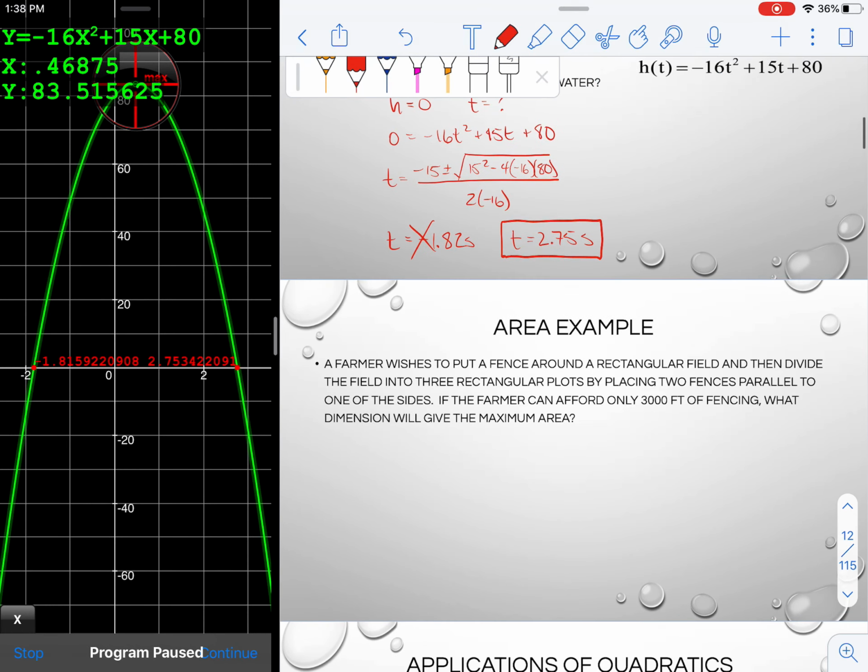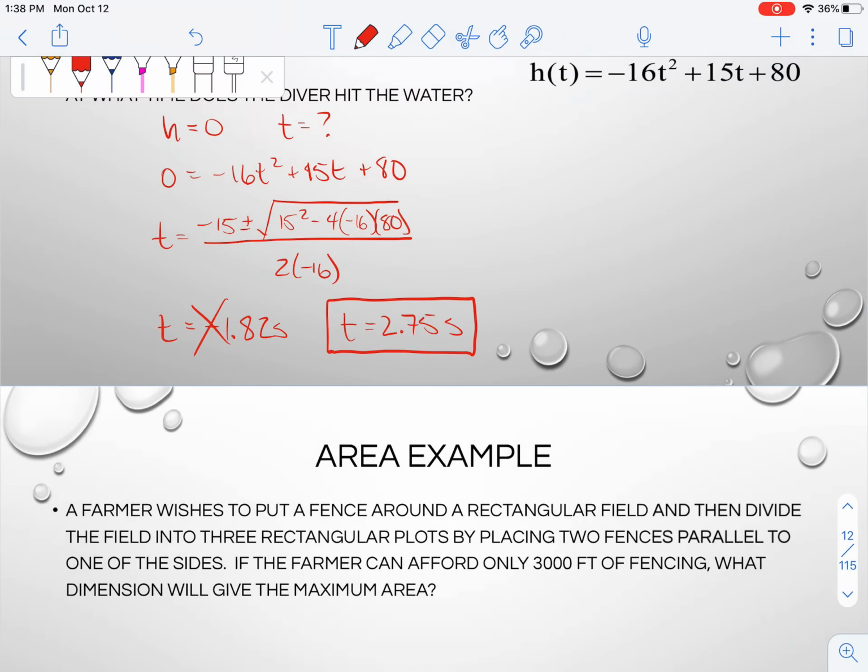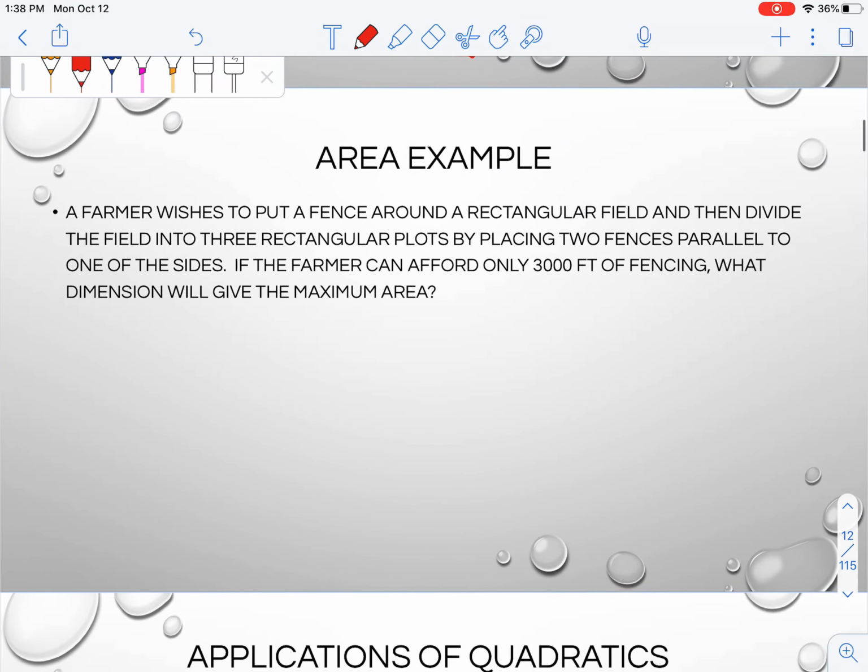So the next one we're going to take a look at is an area example. All right, so let me get rid of my graphing calculator for the moment so I have a little bit more room to work here. So a farmer wishes to put a fence around a rectangular field and then divide the field into 3 rectangular plots by placing 2 fences parallel to one of the sides. If the farmer can only afford 3,000 feet of fencing, what dimensions will give the maximum area?